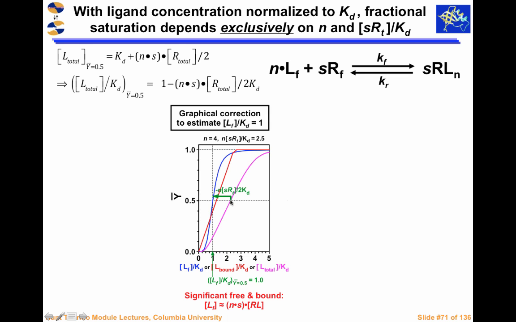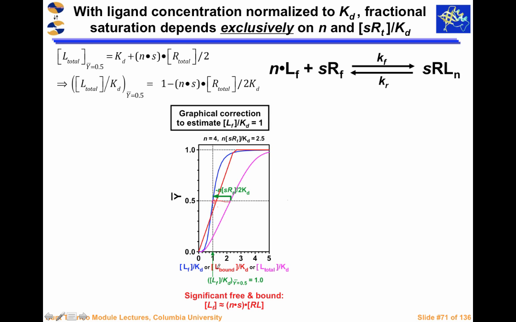The graphical correction still works. NSRT over KD is 2.5. Half of that would be 1.25. I go to the midpoint in total ligand, right? This is exactly what I showed you in the previous slide. We subtract out NSRT over KD divided by 2 at the 50% saturation point. NSRT over KD is 2.5. We subtract out half of that at the 50% saturation point. We get a value of 1.